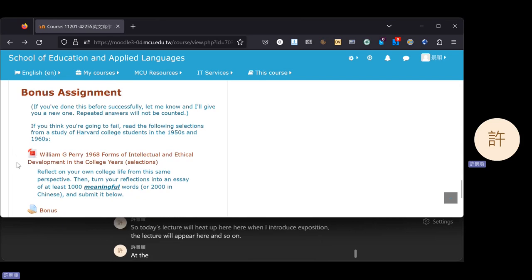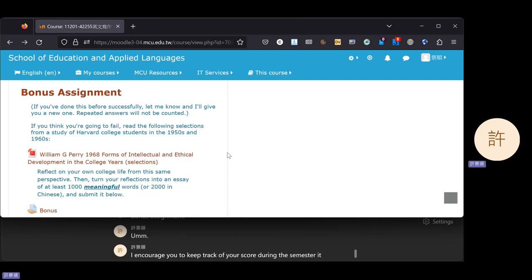At the bottom, there's this thing, bonus assignment. I encourage you to keep track of your score during the semester. Try not to surprise yourself.